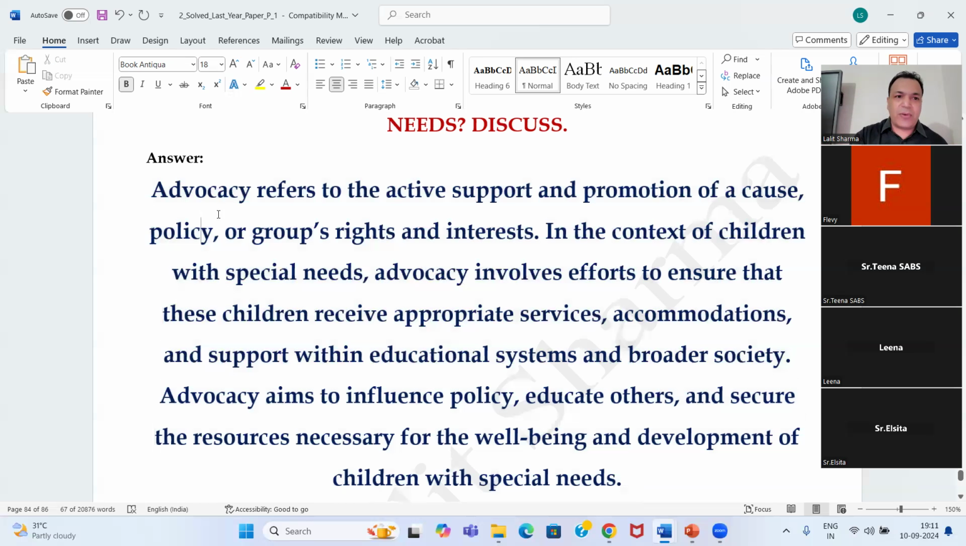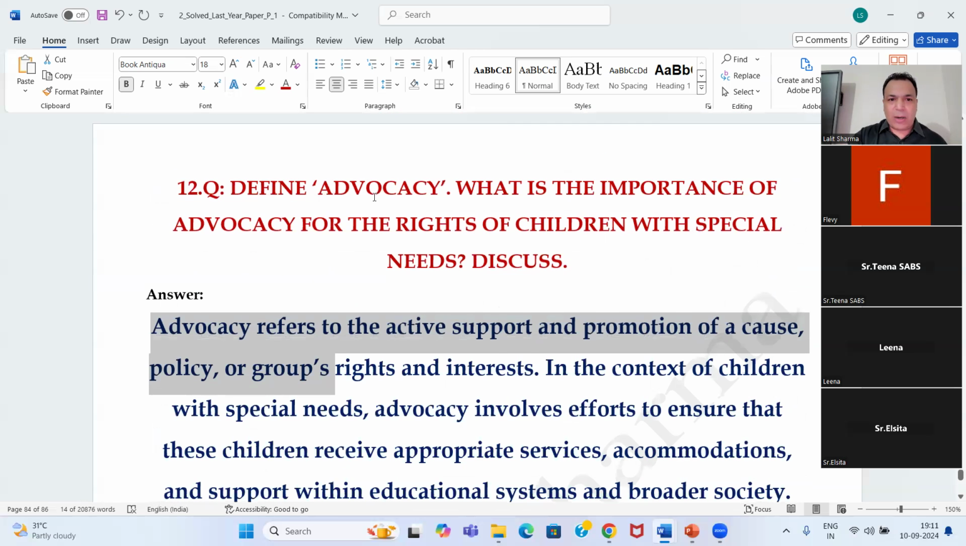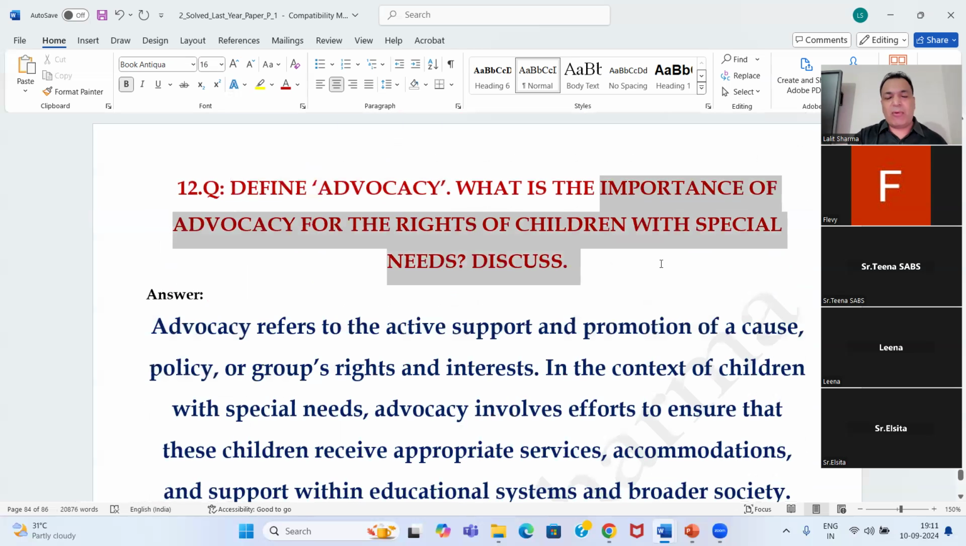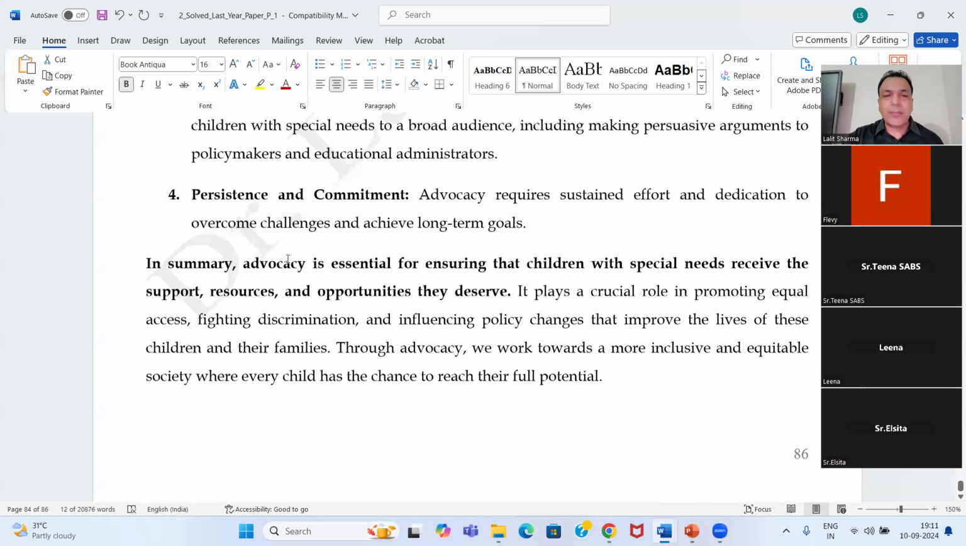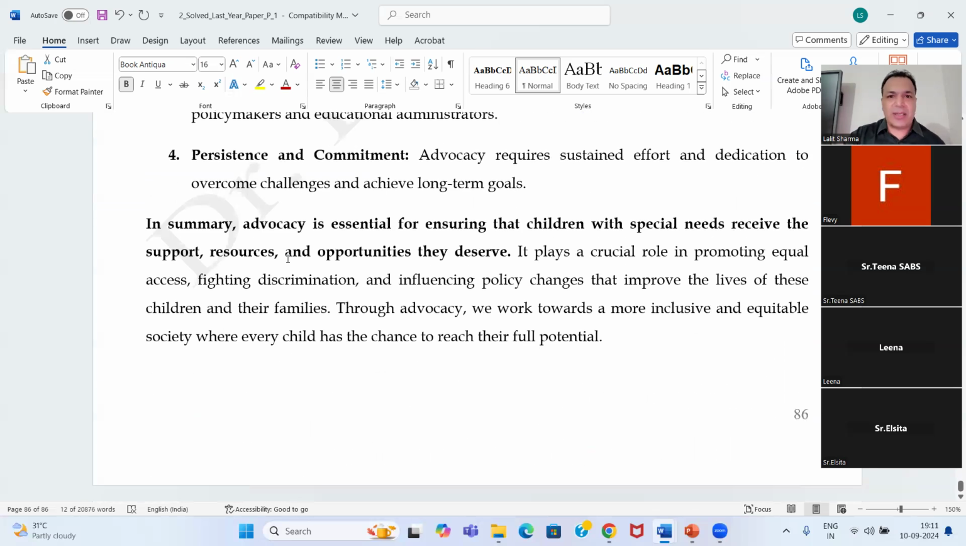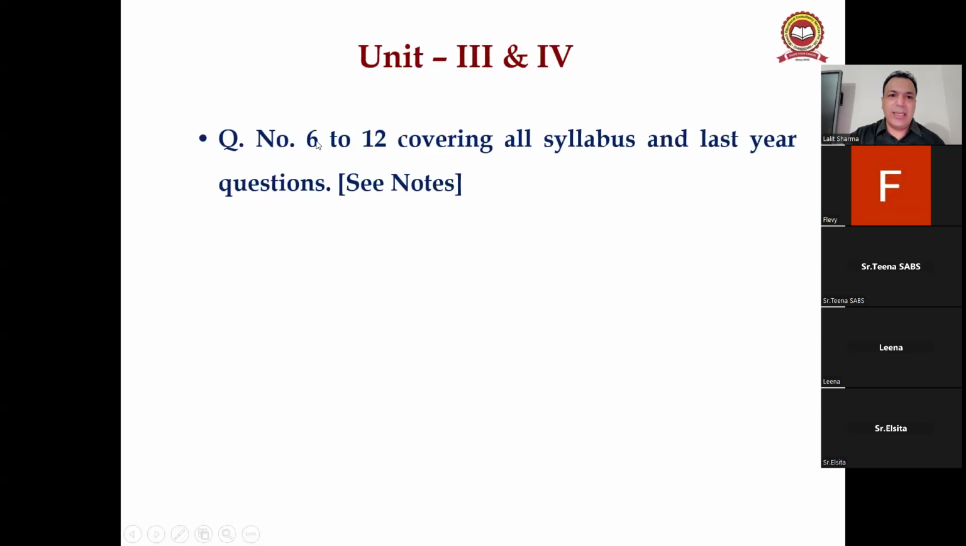So the word advocacy comes from there, right guys? So then all of it: define advocacy, what is the importance of advocacy for the rights of children with special needs, right? These are all the points, and what type of advocacy is required for children with special needs. So we have also done the PPT. We have also done the 6 to 12 questions.